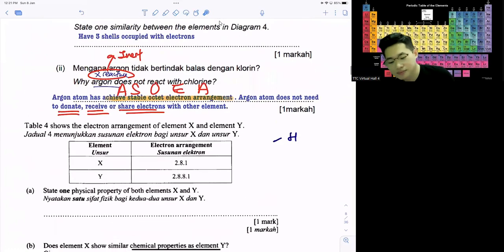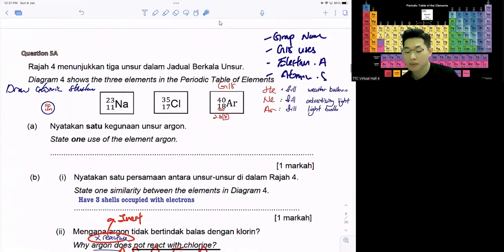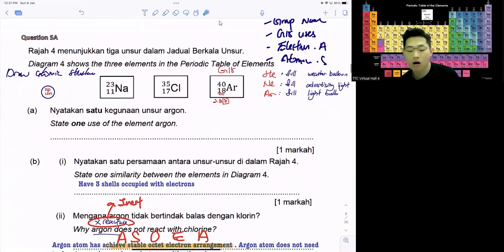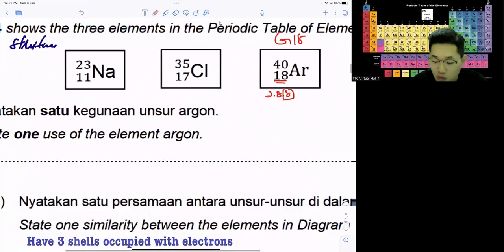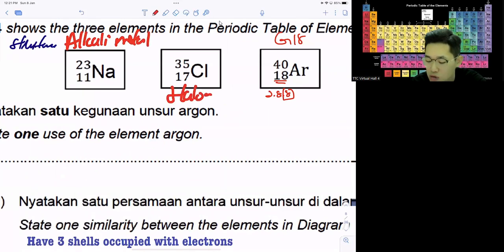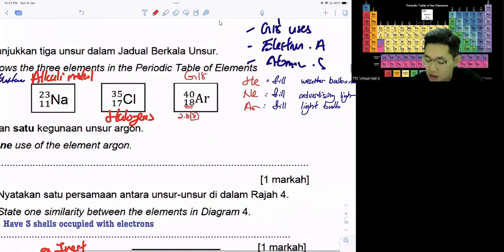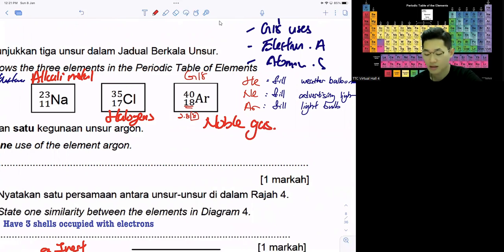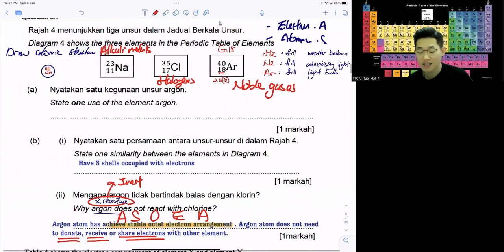Next, the group names. This is group 1. Group 1 is called alkali metal. Group 17 is halogens. And then group 18 is noble gas. Noble gases, alkali metals, whether you put the S or no S, both are fine, don't worry about it. So yeah. Next.